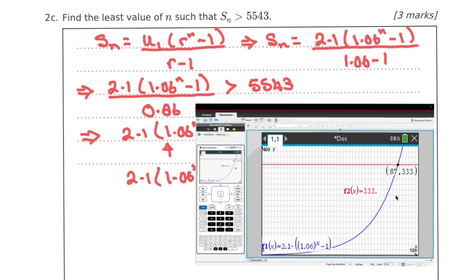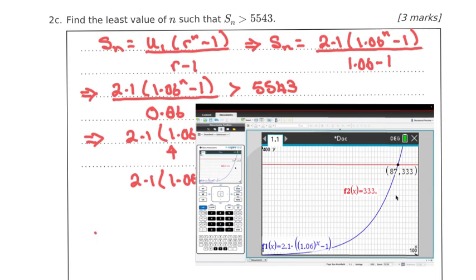I get a value of 88.333. Normally, you would round that to 87, but because we're dealing in years, 87 is too small, so the value is 88. Therefore, n is equal to 88.